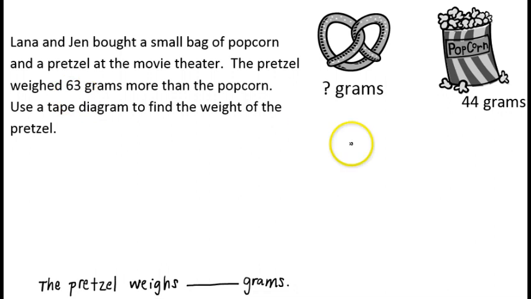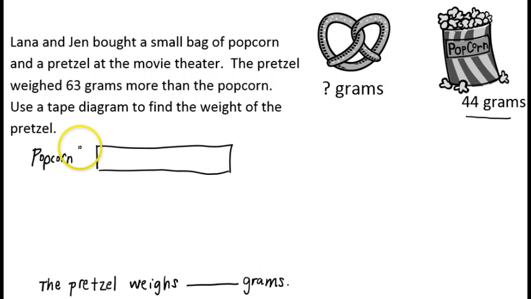Now we're going to use a tape diagram. So we see that the popcorn weighs 44 grams. I'm going to show that in my tape diagram first. So I'll say popcorn, and I'll draw a tape showing that is 44 grams. Next, let's look at the pretzel. Well, we don't know the weight of the pretzel. We do know it is 63 grams more than the popcorn.